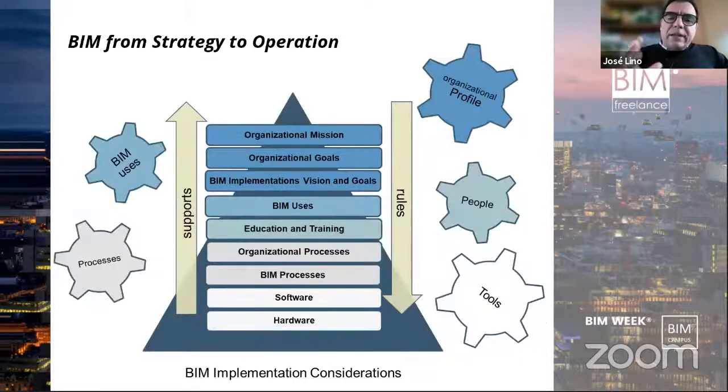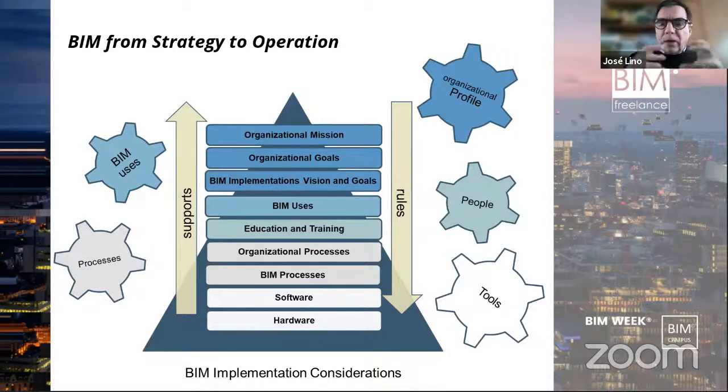And how are these things interrelated, from strategy to operation? The top of this pyramid is the strategy. The bottom of this pyramid is the operation, okay? So you can see the components that we have already spoken about. On the right hand side, the people and the tools. On the left side, on the bottom, the processes, okay?